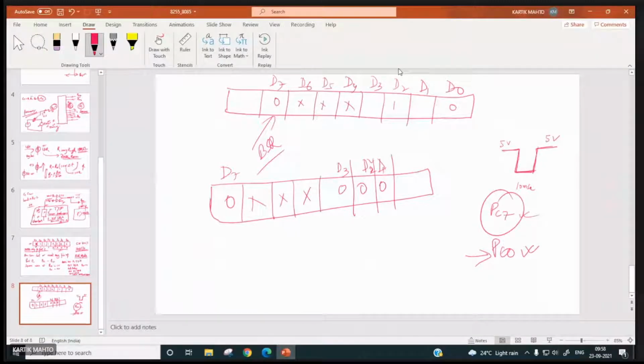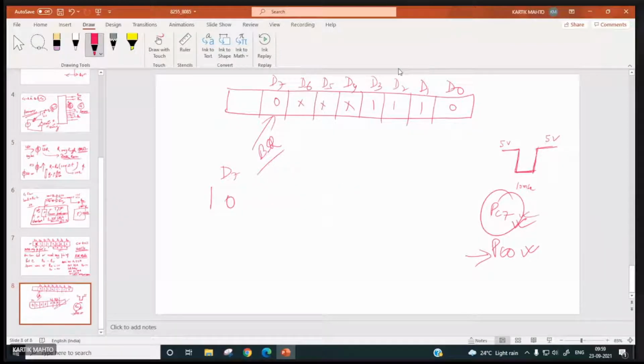Now I want to do PC7. See, 1 1 1 will be there. D1, D2, D3, all these will be 1. And in the last example, I took these don't care bits as 1. We can take them as 0 also, not a problem. So our control word will be 0E, or if you take 1 over here, then it will be 7E.